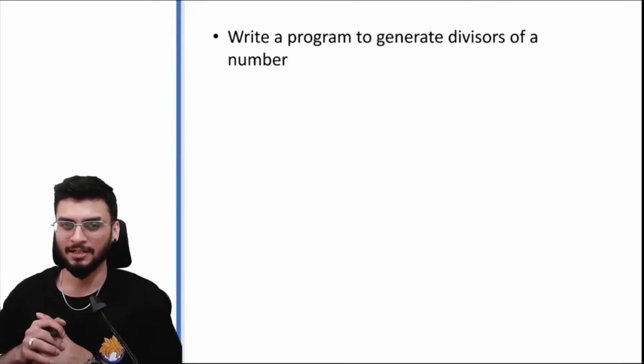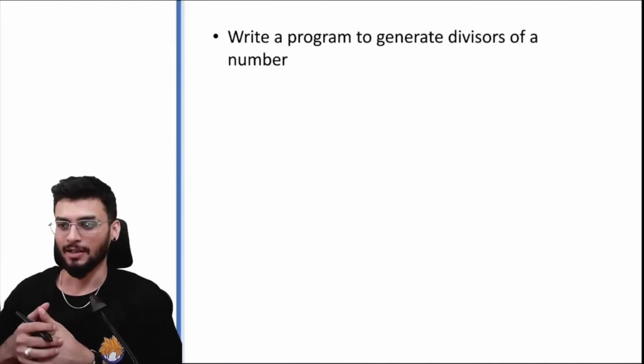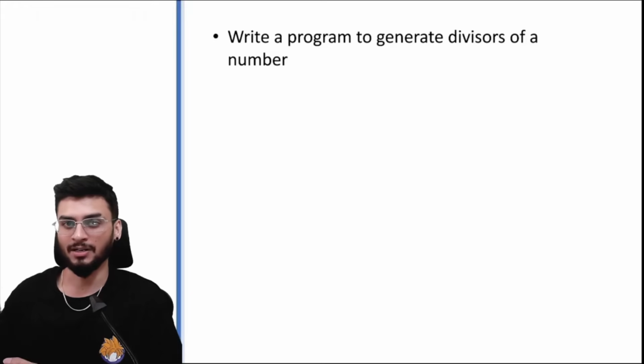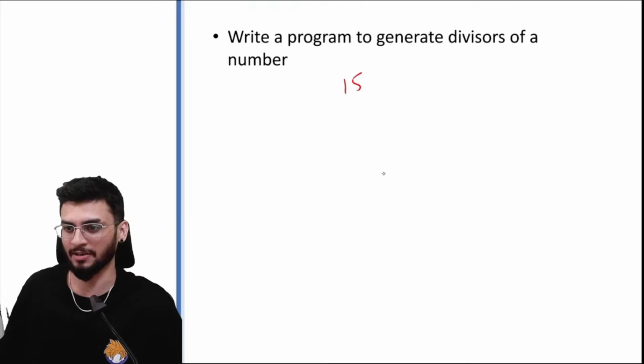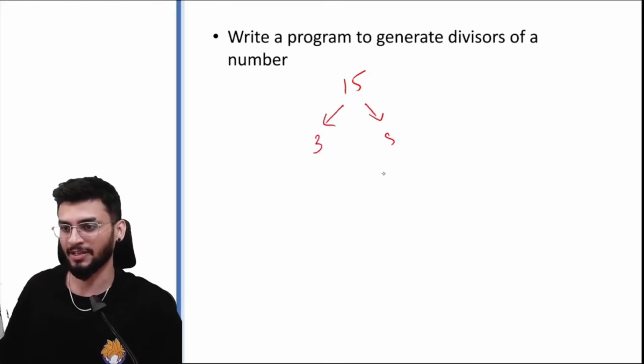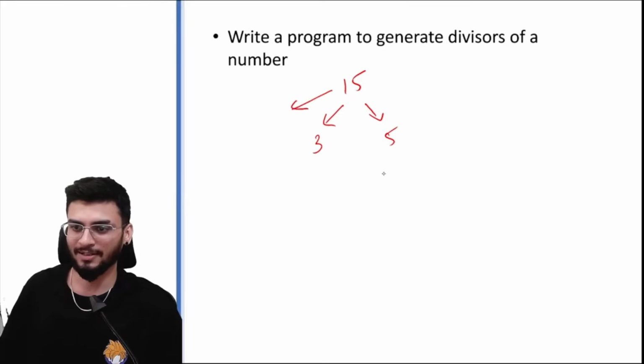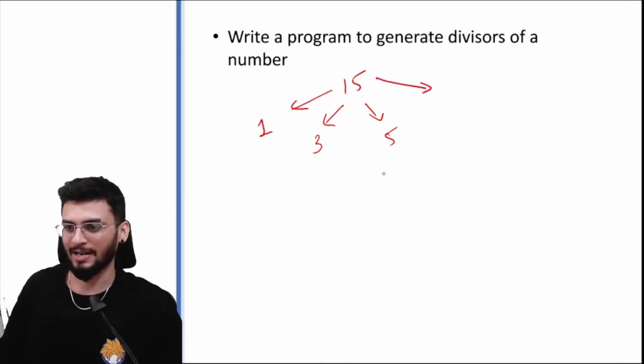So we have all studied divisors. Divisors means if a number can divide another number completely, that is a divisor. For example, if I have 15, the divisors of 15 are 3 and 5. Also, do not forget number 1 and the number itself. So these all are divisors.